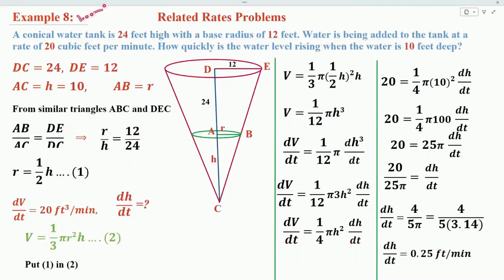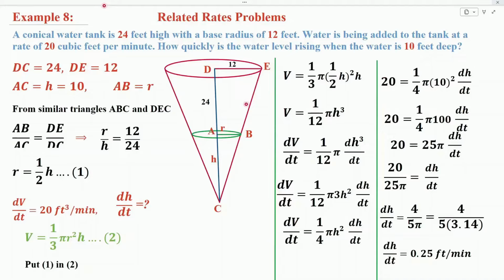Example 8. A conical water tank is 24 feet high with a base radius of 12 feet. Water is being added to the tank at a rate of 20 cubic feet per minute. How quickly is the water level rising when the water is 10 feet deep?